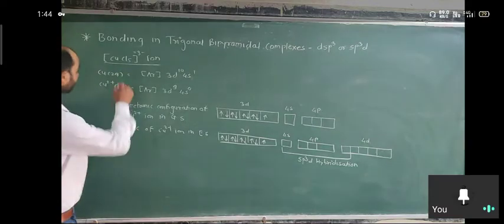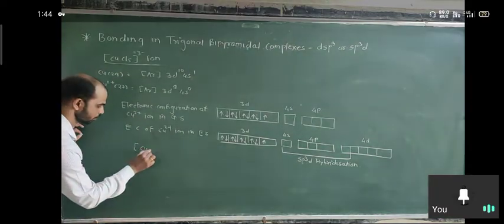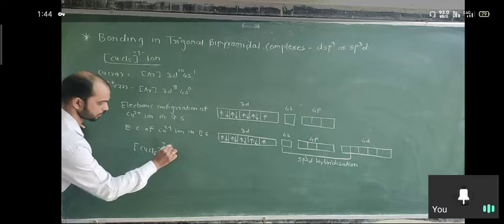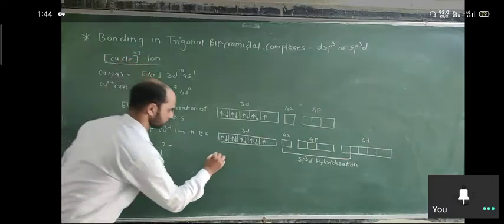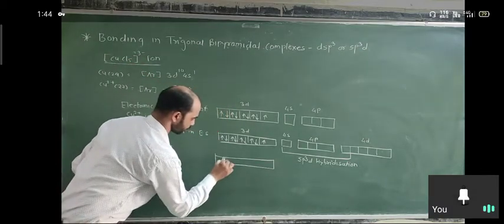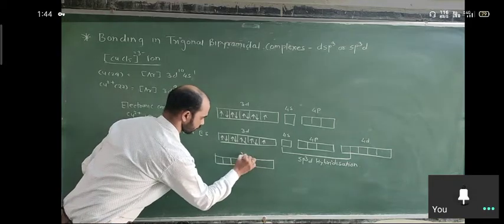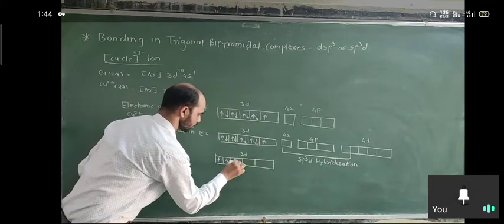So here we consider [CuCl5]3-. So this Cu remains with 9 electrons.